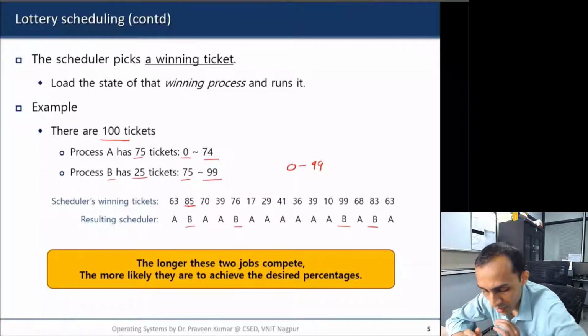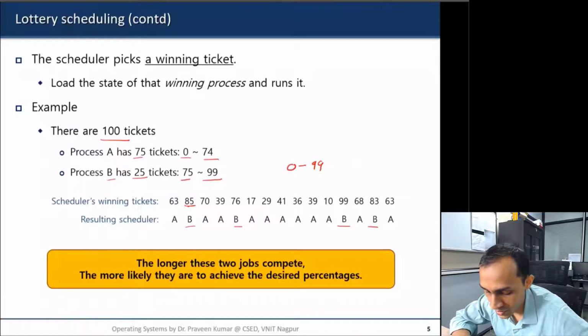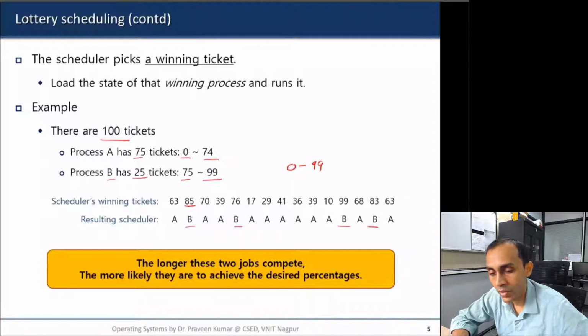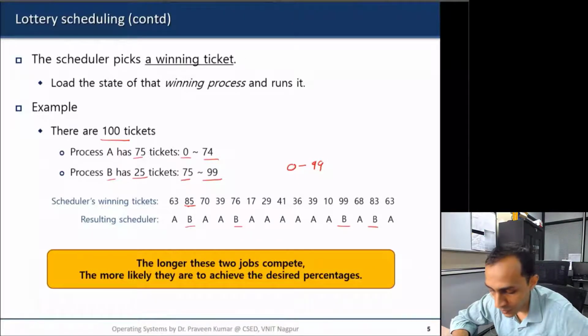In the short run, it may not approximate that exact share, but in the long run, because this is a probabilistic algorithm, the probability will become true. So it will achieve that percentage of share.